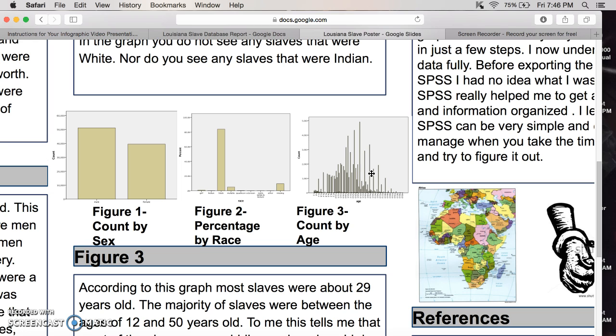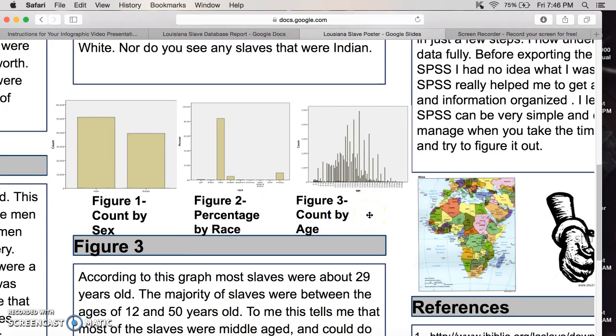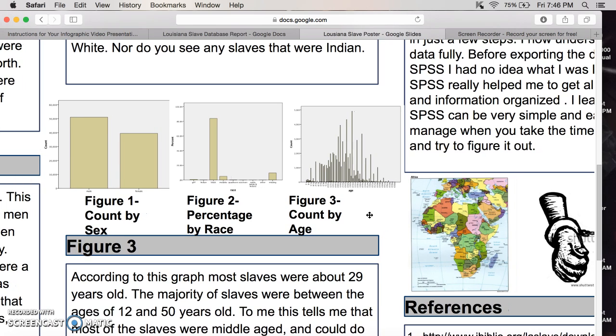And then in figure three, you actually see the ages of the different slaves. And most of the slaves were in their middle ages. The majority of slaves were between the age of 26 and 30. And then when you look at it as a whole, you see that a majority of the slaves are between the age of 12 and 50.